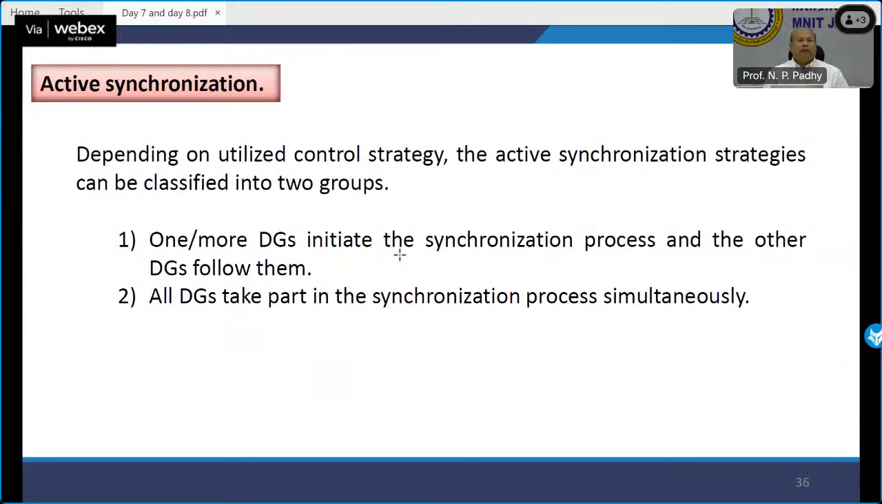So depending on the utilized control strategy, the active synchronization strategies can be classified into two types. These controllers are available in the market today, but you'll be surprised at the cost. The cost is as high as crores, isn't it? Because very few people have it and they charge heavily. One: one or more DGs initiate the synchronization process and the other DGs follow them. This is one way of doing it. Second: all DGs take part in the synchronization process simultaneously.